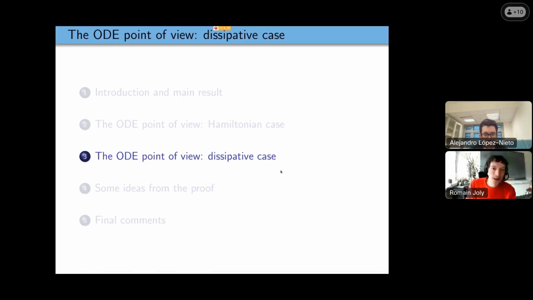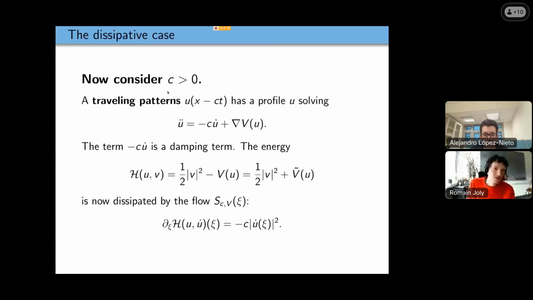I will show you. So now consider the case where the speed is positive, so non-zero. You look at traveling patterns, solutions which look like this, and the profile then solves this ODE. So it's again just an ODE, the same kind of picture. There is an energy, but, as you said, there is a friction term. You can see that this term is just a dissipation of the energy. The energy is no more conserved; it's dissipated by the parameter C.